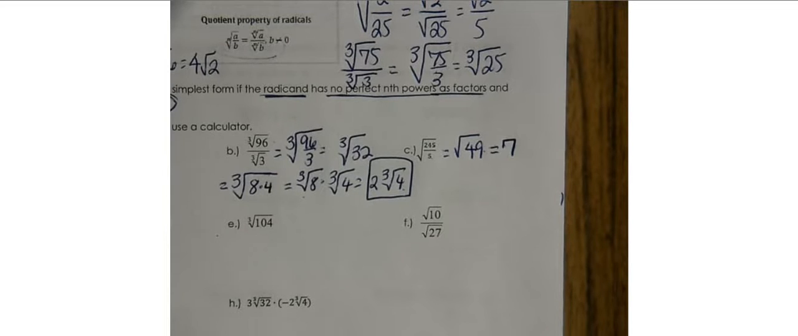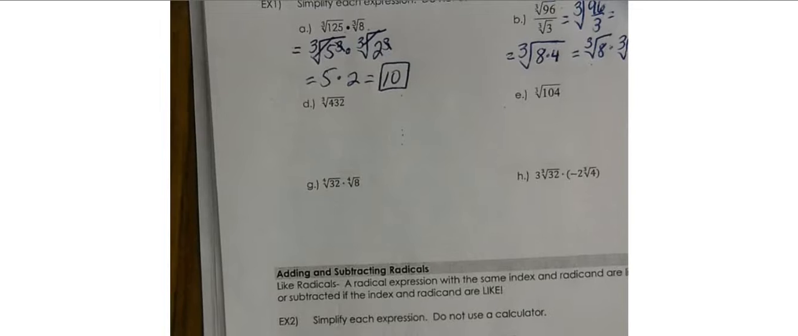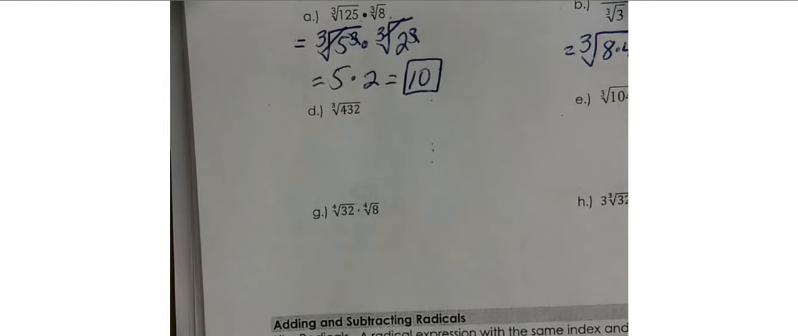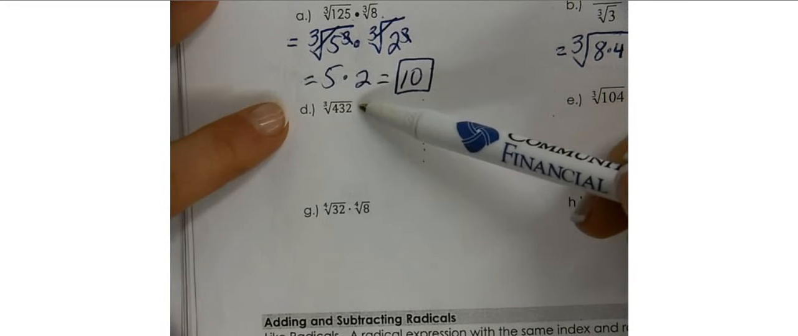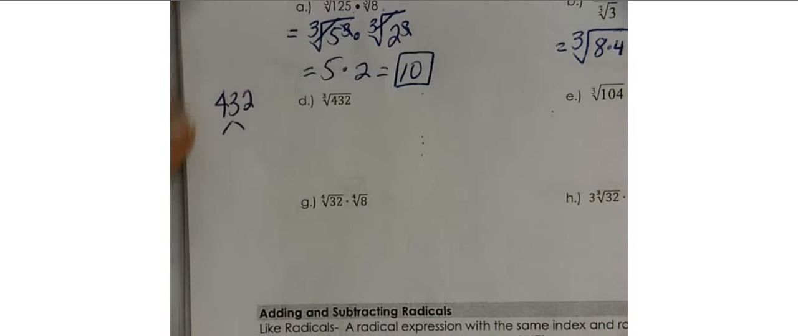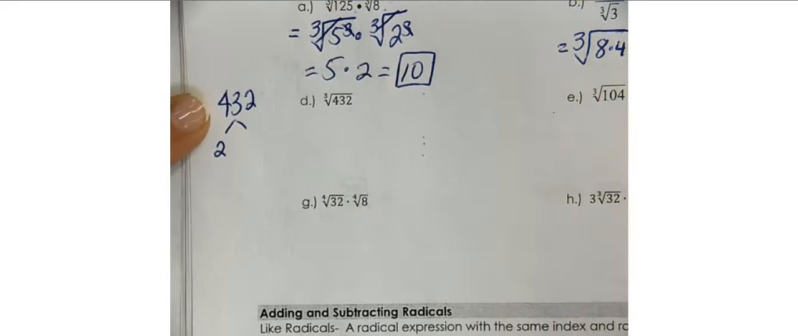So now let's go ahead and look at letter D. For letter D, we have the cube root of 432. And 432 is not a number that we traditionally work with. So whenever you see numbers that you're not familiar with, what I would recommend is rewriting that number on the side. So I'm going to write 432, and I'm going to divide 432 by a prime number. The easiest prime number that I can tell will go into 432, and since 432 is even, the easiest prime number I'm going to work with is 2.